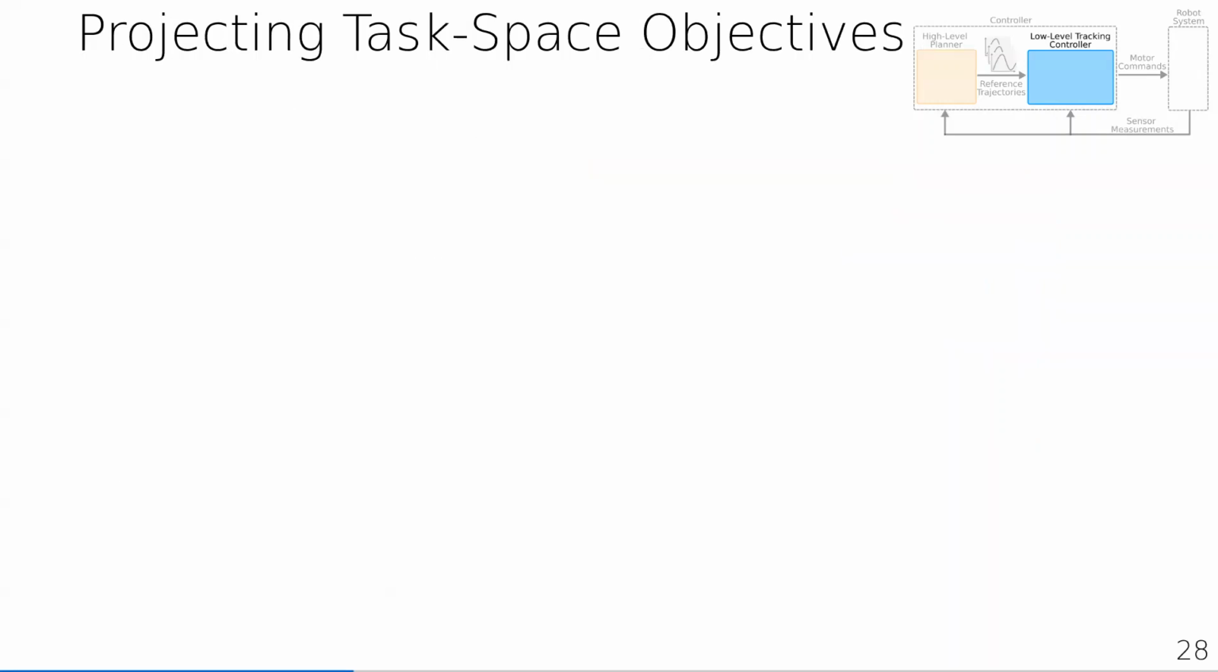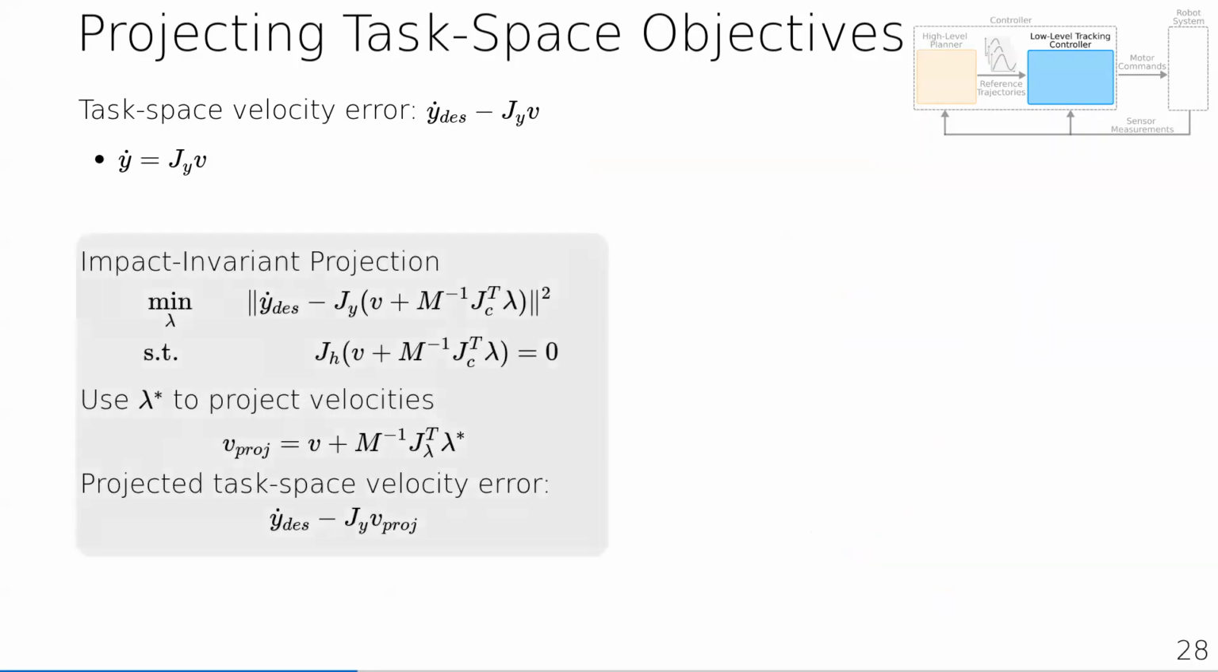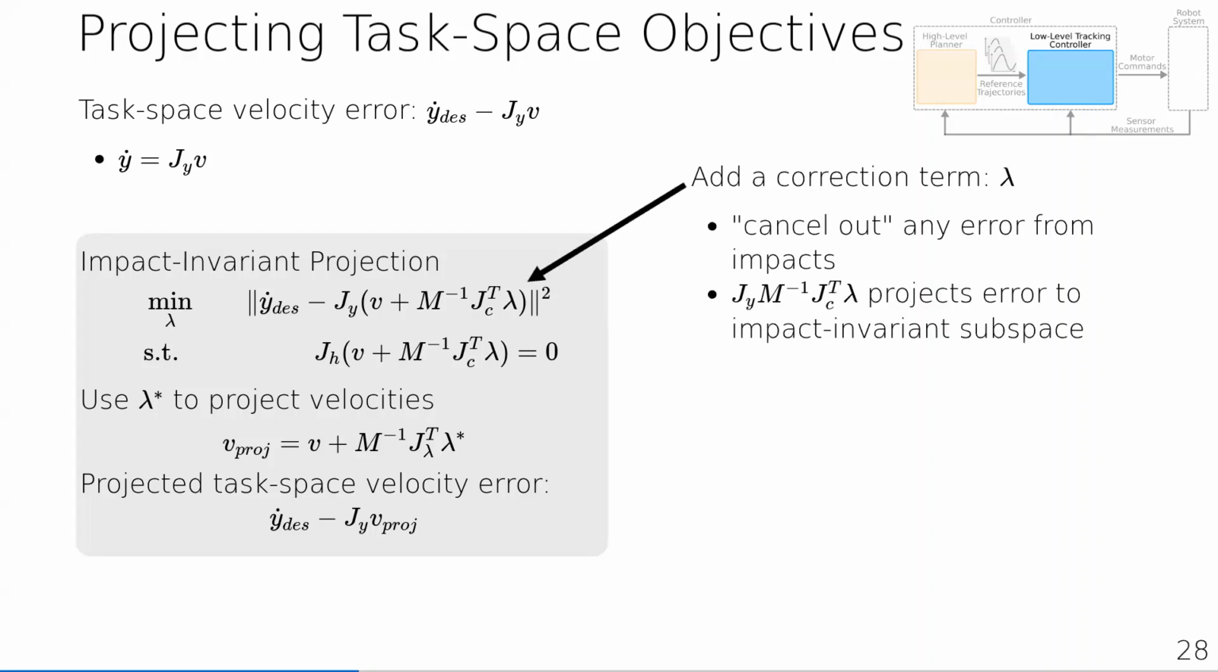Fortunately, there is a way to project task space objectives. Instead of individually projecting the references and actual state separately, we can project the error instead. This is fine to do because we are only concerned with the error anyway for feedback control. To compute the projected task space velocity error, we solve this optimization problem. And while it may look complicated, an intuitive explanation for what it's doing is that we're solving for a missing contact force lambda that essentially cancels out any error that can be attributed to the impact event.